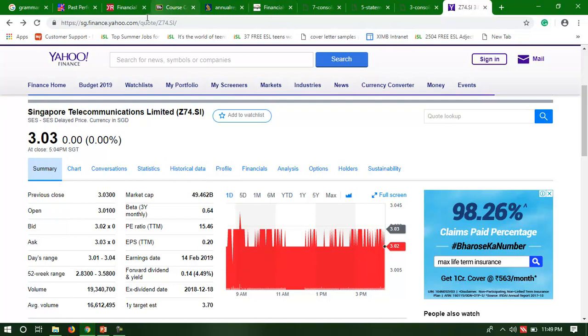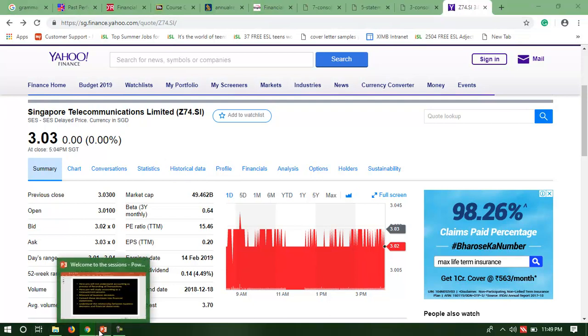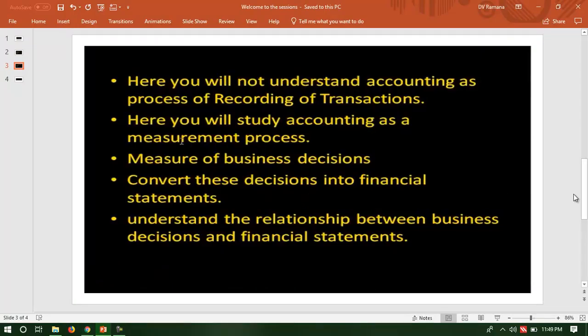And during the course, we will go through and understand certain frameworks in accounting which will give you an idea about the business decisions, financial statements, and the markets.